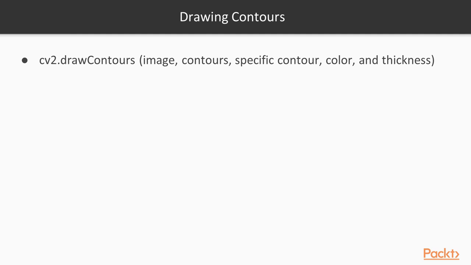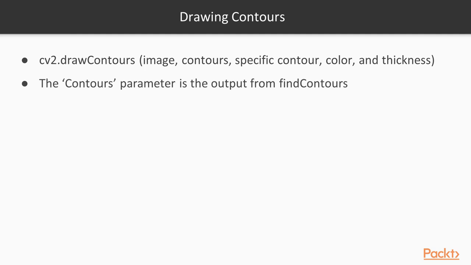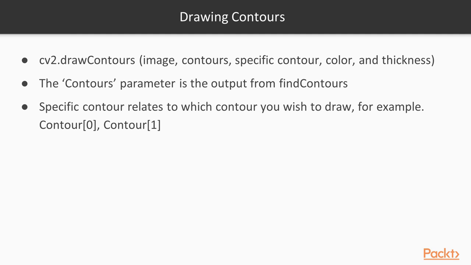Now let's take a look at how we draw contours in OpenCV. It's fine to just return contours and get all the coordinates, but if you really want to see what contours your algorithm picked up, you're going to want to use cv2.drawContours. That requires the input image, the contours that we returned from the findContours function, and the specific contour you wish to draw. You can have contour 0, contour 1. If you want to draw all, just use minus 1 as the argument here. And then you can also set color and thickness, like we do with all the other drawing or shape creation.